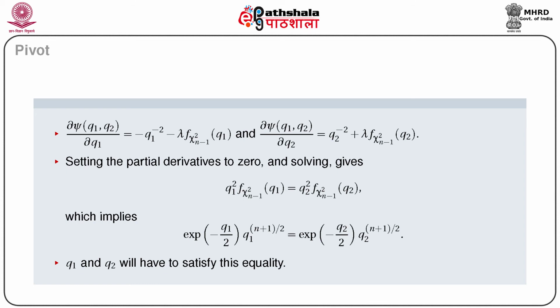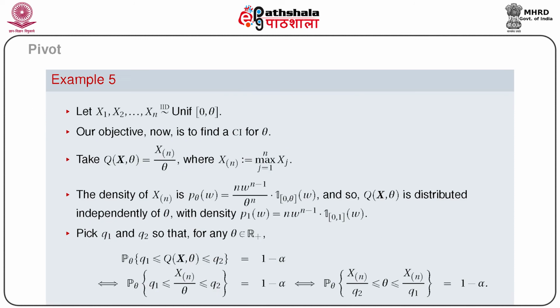Solving the two equations simultaneously, we get small q1 square into small f q1 is equal to small q2 square into small f q2, which is equal to e to the power minus q1 by 2 into q1 to the power (n plus 1) by 2 is equal to e to the power minus q2 by 2 q2 to the power (n plus 1) by 2. From this equation we can solve q1 and q2. We consider our next example.